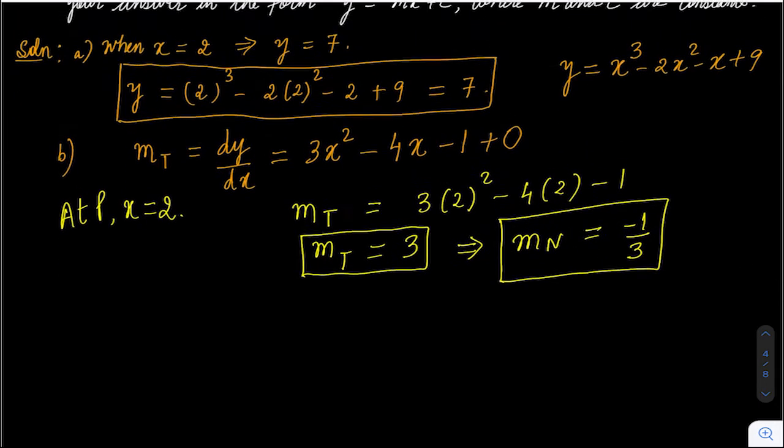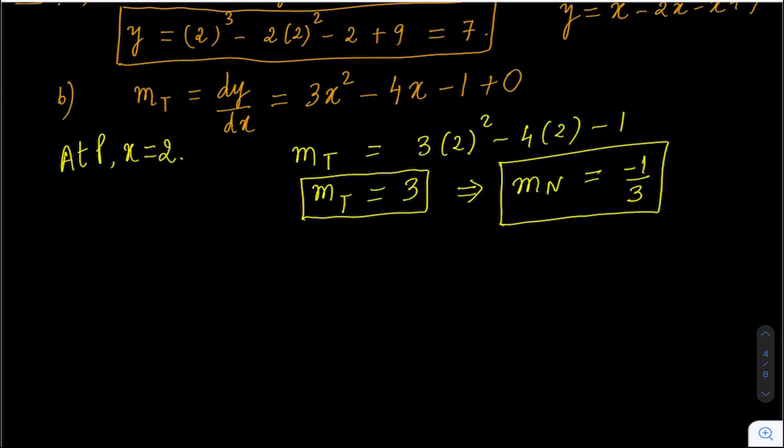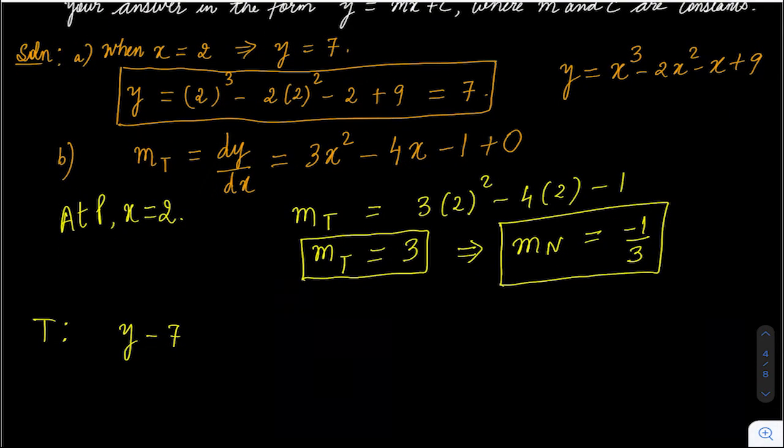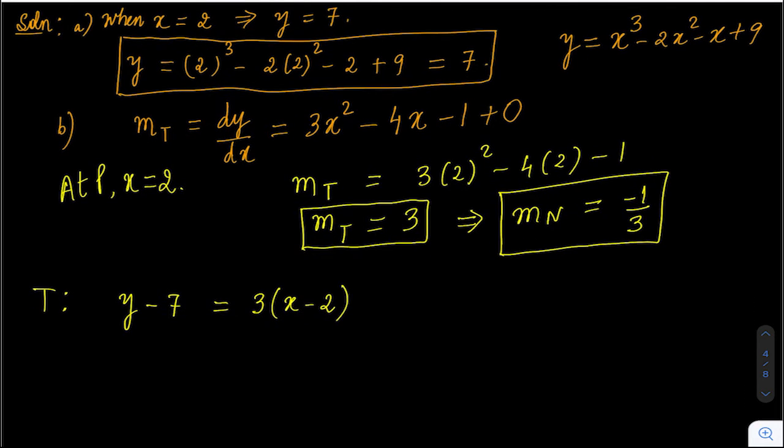So let's quickly write the equation of tangent and normal. So equation of tangent will be y minus y1. y1 is 7. Point is (2, 7). So y minus y1 is equal to gradient into x minus x1. So now we have to solve this in the form of y equal to mx plus c. So let's write this. This is 3x. This will be minus 6 plus 7, that is plus 1. So this will be my equation of tangent.